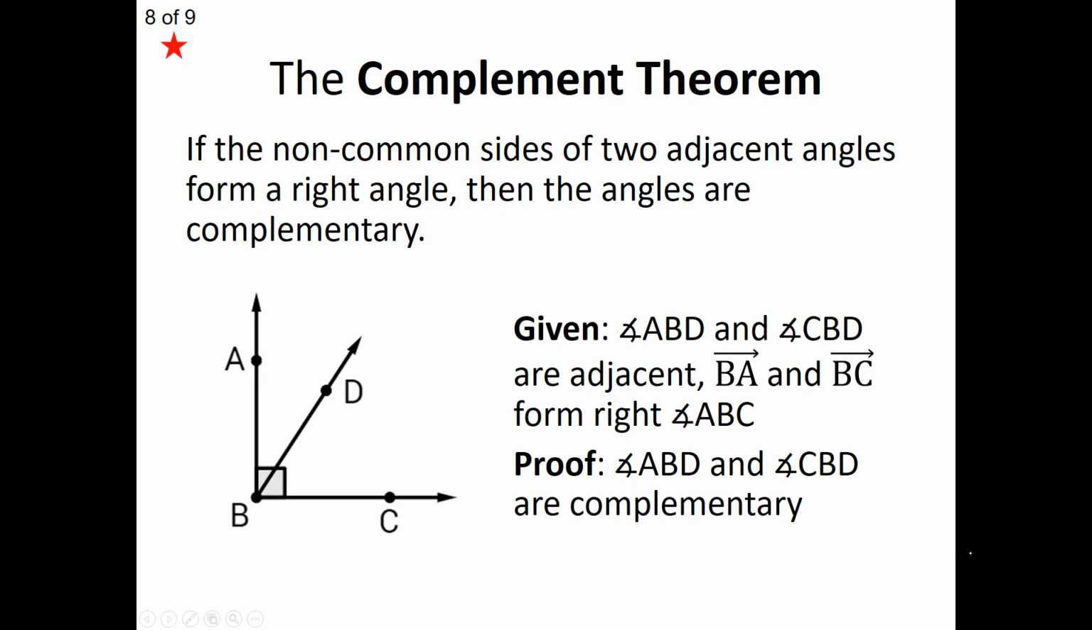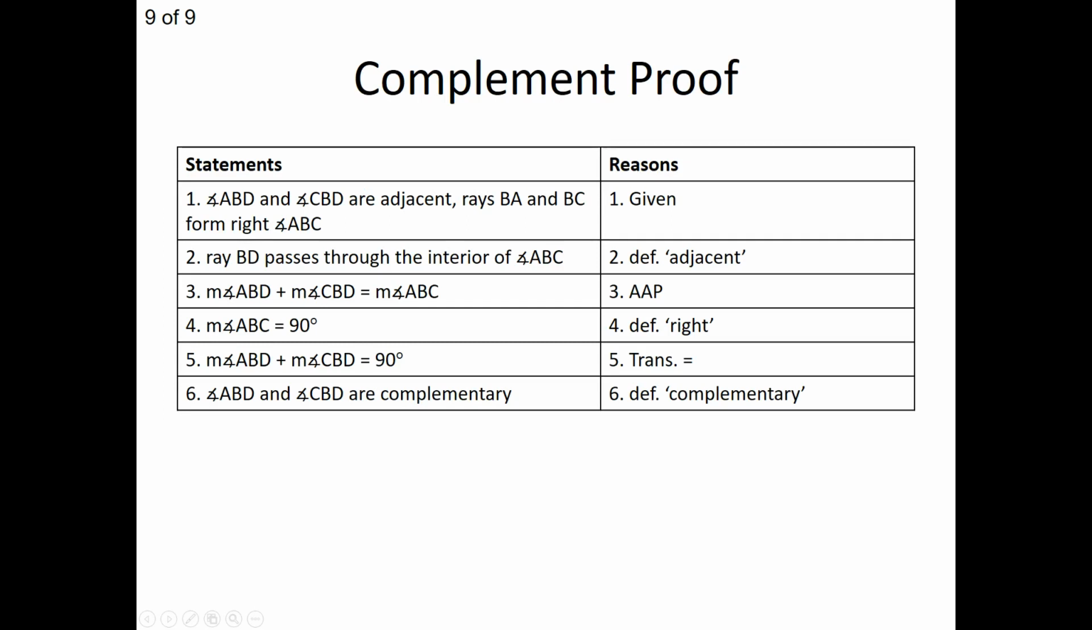Let's take a look at this. So this one's not a very long proof. As you can see, we can reach our conclusion pretty quickly. In statement 1, we have our given listed out, where we've listed our two angles that are adjacent, and we have the two rays that form the right angle. Well, I'm going to go with the first thought of knowing that the two angles are adjacent. So you see in statement 2, I'm going to state that I have a ray BD that passes through the interior of my angle ABC. That is by the definition of adjacent, right? Because if two angles are adjacent, they have this common ray, thus that ray passes through their interior.